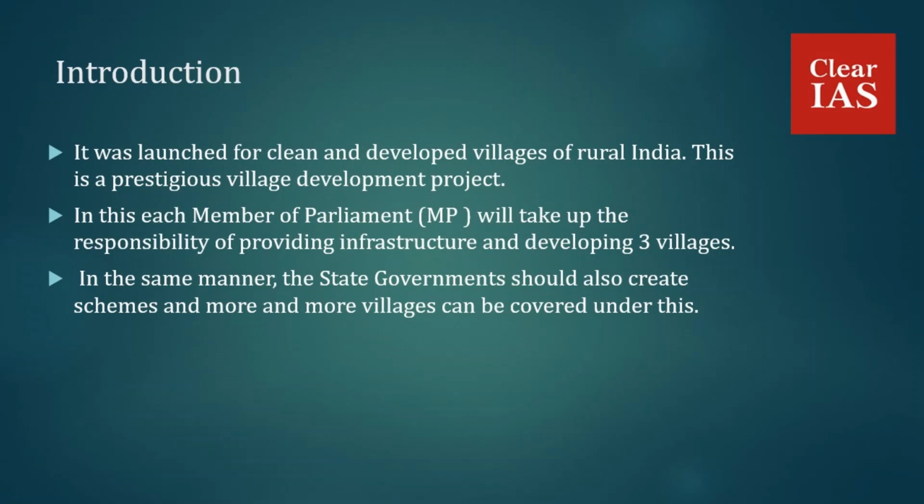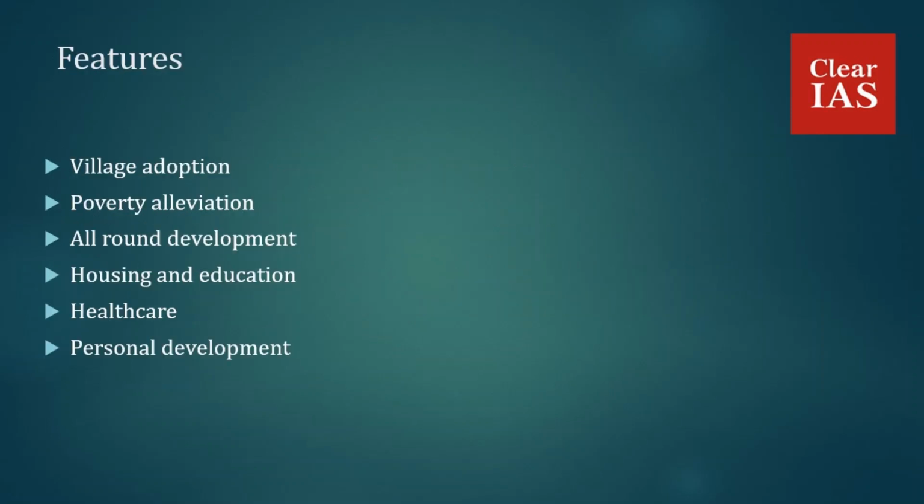Now we'll discuss what are the features of this particular scheme. So the first one is, as we discussed, village adoption. Each MP would adopt a village of his choice, which should not be his own or his in-laws', and this should be turned into a model village. And then two more villages should be chosen and developed after 2019. One village should be taken up every year until 2024.